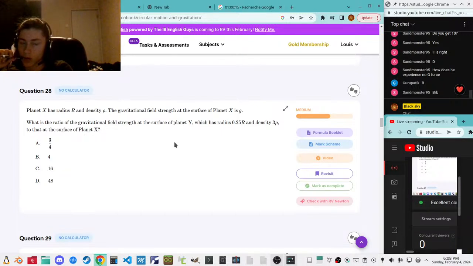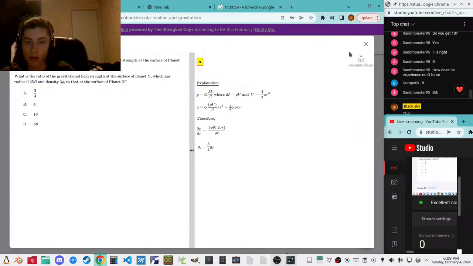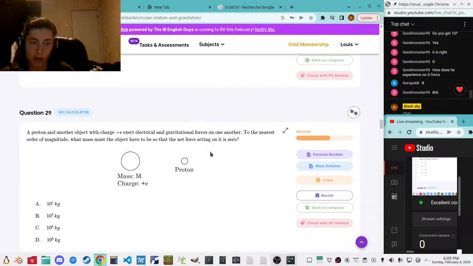It's going to be the radius to the 3. So 0.25 to the 3. Times by, wait, density equals... times by the density. So times by 3. So in the end, we get 0.25 times 3, which is A. Finally some correct answers.